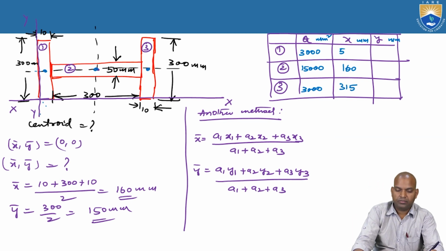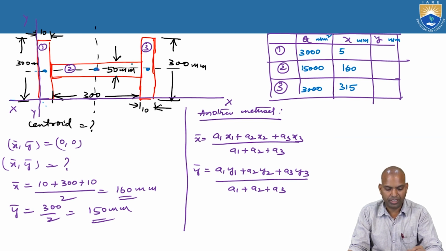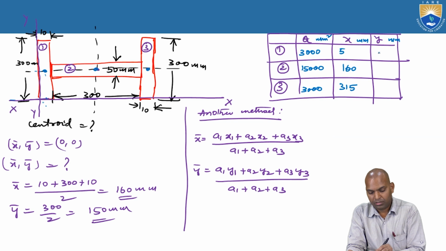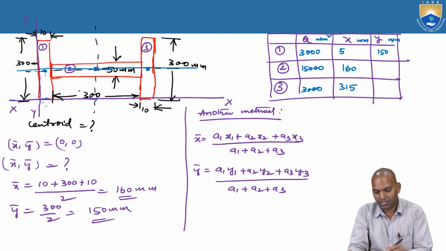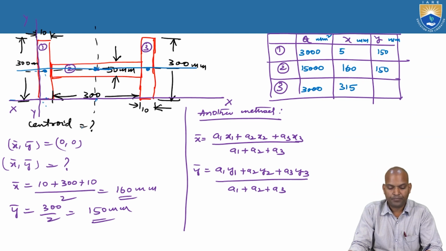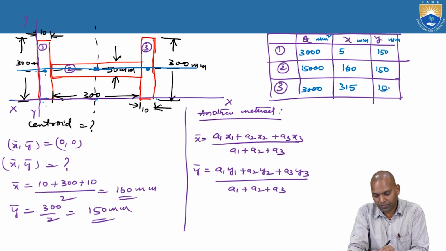Next, what is Y1? Y1 means the distance from the horizontal axis to section 1, section 2 and section 3. What is Y1? It is the vertical distance from G1 to the horizontal axis XX. That is 300 by 2, 150. What about Y2? Y2 is the vertical distance from G2 to this axis, again 150 millimeters. What about Y3? The vertical distance, again 300 by 2, 150 millimeters.